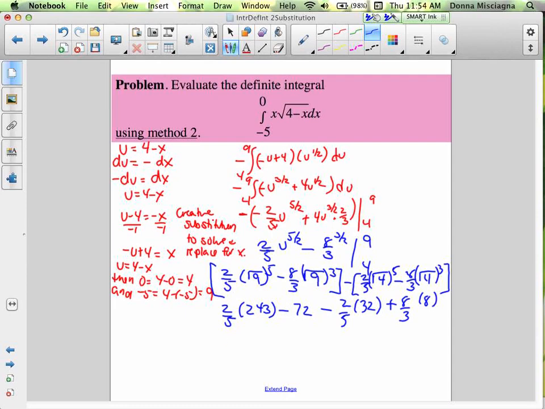So this is 486 fifths. And then I'm just going to reorganize this, minus 64 fifths. They have the same denominator. And then we have a plus of 64 thirds minus 72. We may as well subtract the 2 fifths there. So that's going to be 422 fifths plus 64 thirds minus 72.